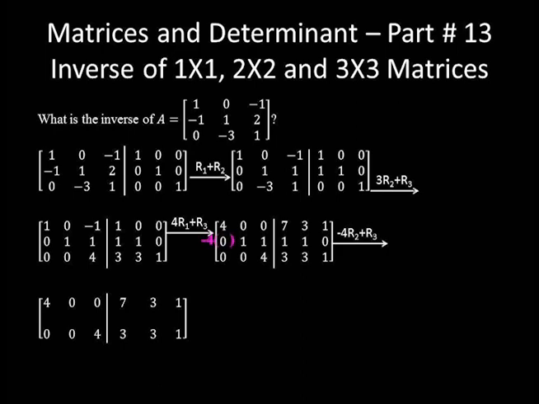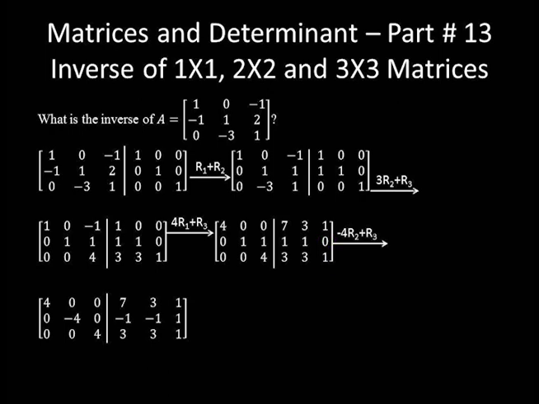Negative 4 times 0 is 0. 0 plus 0 is 0. Negative 4 times 1 is negative 4. Negative 4 plus 0 is negative 4. Negative 4 times 1 is negative 4. Negative 4 plus 4 is 0. Negative 4 times 1 is negative 4. Negative 4 plus 3 is negative 1. Negative 4 times 1 is negative 4. Negative 4 plus 3 is negative 1. Negative 4 times 0 is 0. 0 plus 1 is 1.